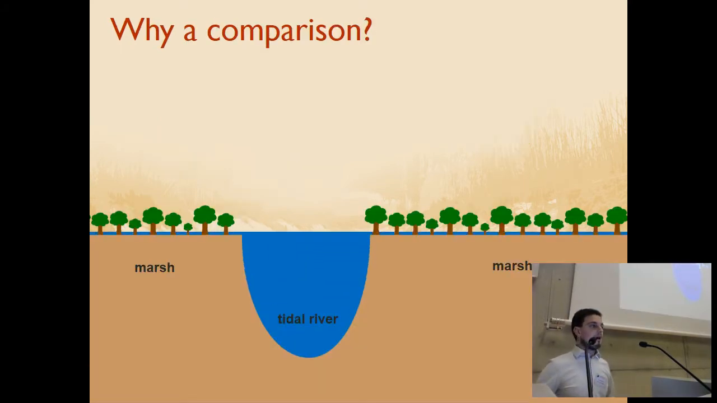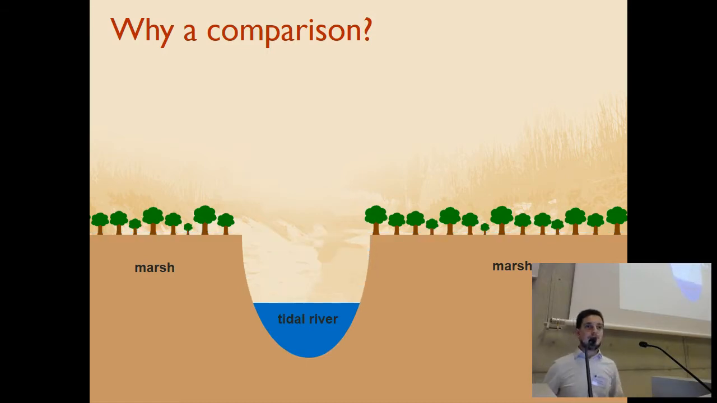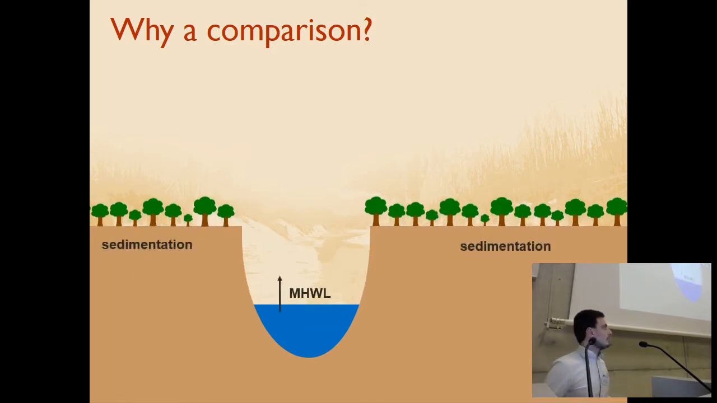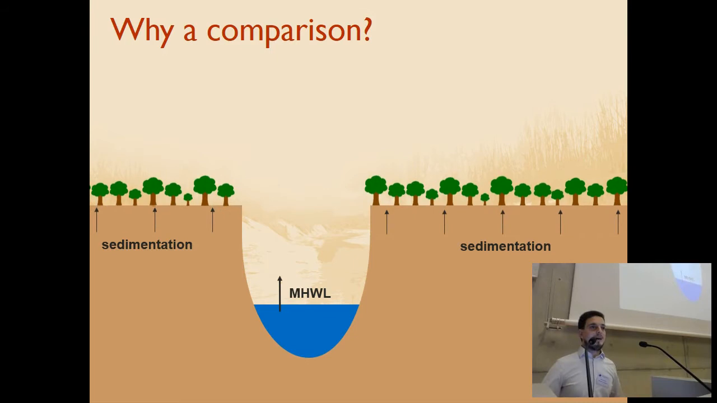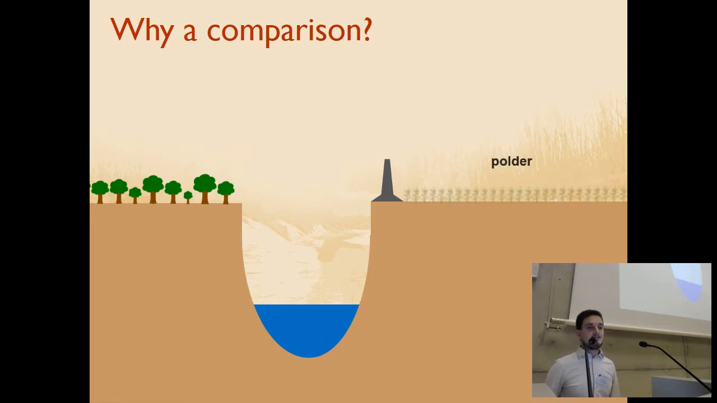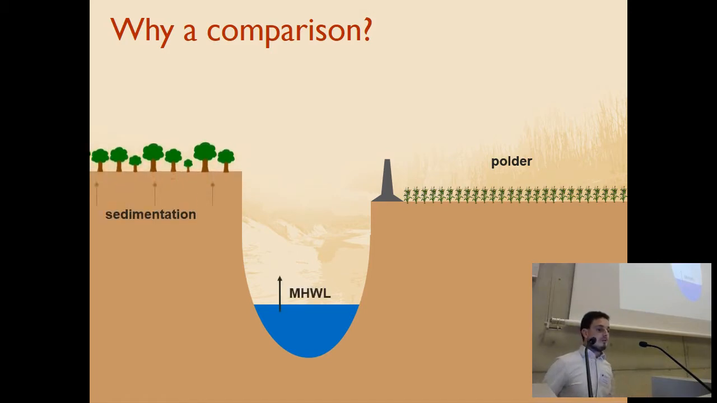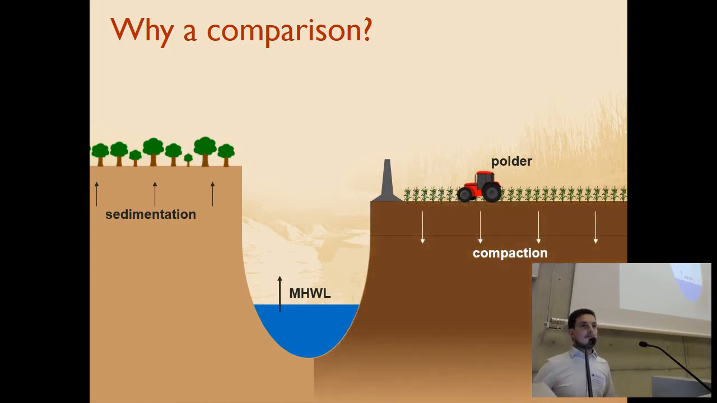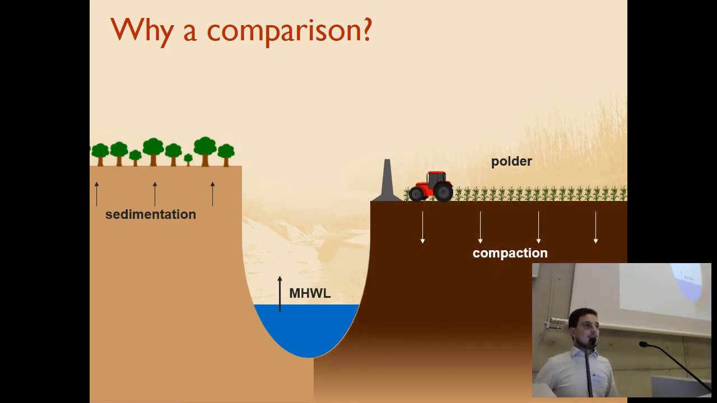And the reason why I made a comparison between a natural and a restored tidal marsh, I will explain with this animation. So tidal marshes are typically built up of sediments that were deposited by the tidal river over hundreds of years. But in the past centuries, many of these tidal marshes were embanked and used for agricultural purposes, the so-called polder areas. While the sedimentation kept going on in the natural marshes, the same is not true for the polder areas. Instead, the soil gets compacted by the use of heavy farming equipment, but also by the subsidence as a result of constant soil aeration.